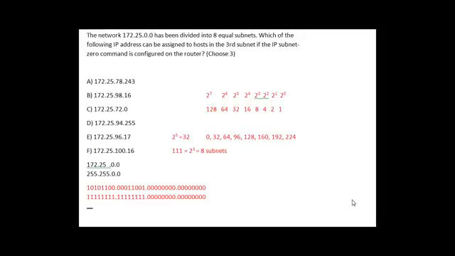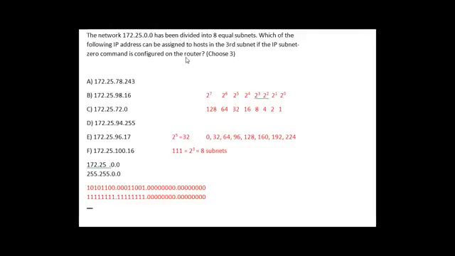Okay, here's another subnetting question that I was asked online to answer. It's a typical subnetting question you might find on the Cisco CCNA, so I'll show you how you would approach this question. All right, it says here the network 172.25 has been divided into 8 equal subnets.